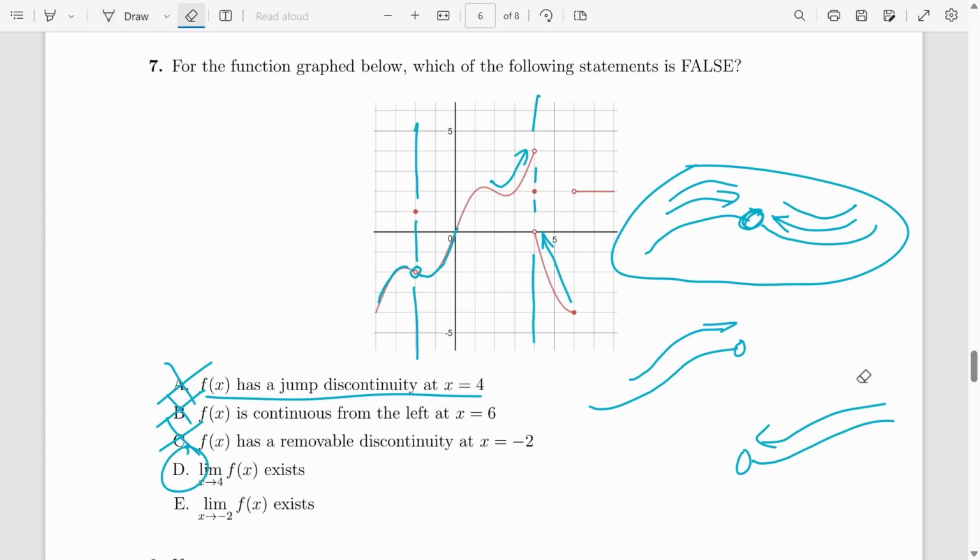Since this is a pretty abstract problem, let's do E as well and prove that we found our answer. The limit as x approaches -2 exists. Oh, that was this one that we already saw. And we know that since the left-sided limit and the right-sided limit both approach the same value, the regular limit does exist. So we know that one is true, so we're not looking for it. D is false, so it is our answer here.